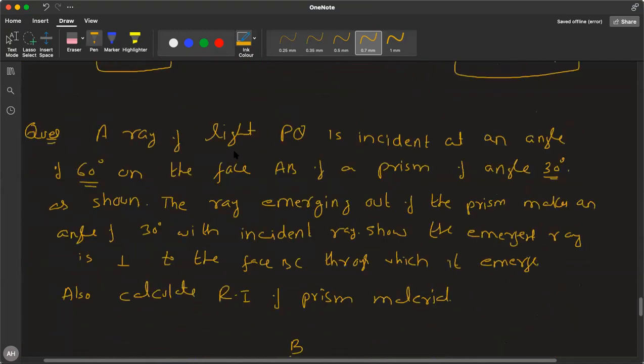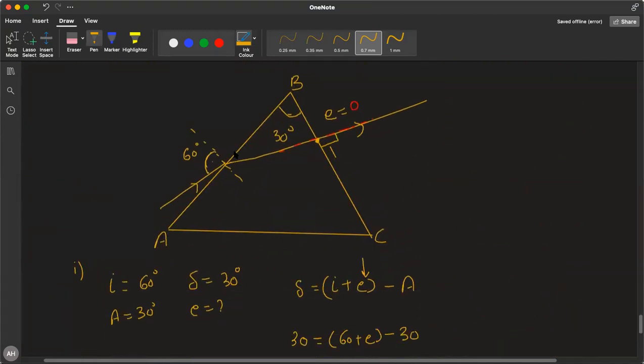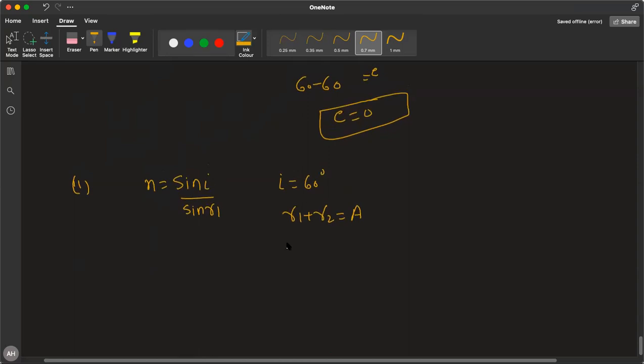If the ray is going normally, how much is R2? Again, from where we measure R2, with the surface or with the normal? That would be normal. If it is perpendicular to the surface, that means with the normal. It's 0 degree. See, ray is going normally, na? So that means your R2 is 0, its E is 0, it's going straight. R2 is 0 and angle of prism is 30 degrees, so you get that your R1 is 30 degrees.